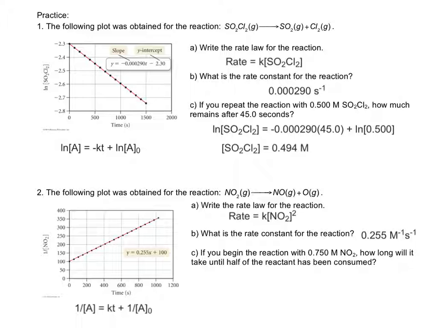And again, if you begin the reaction with 0.750 molar NO2, how long will it take until half of the reactant has been consumed? And so here we just want to plug in 0.750 for the initial concentration, and if half of it has been consumed, then our final concentration is going to be 0.375, so you can plug that into our equation, and we're going to solve for T.